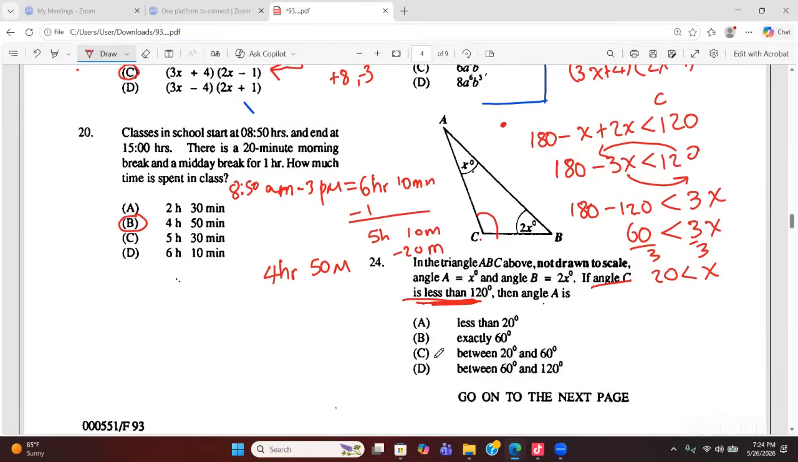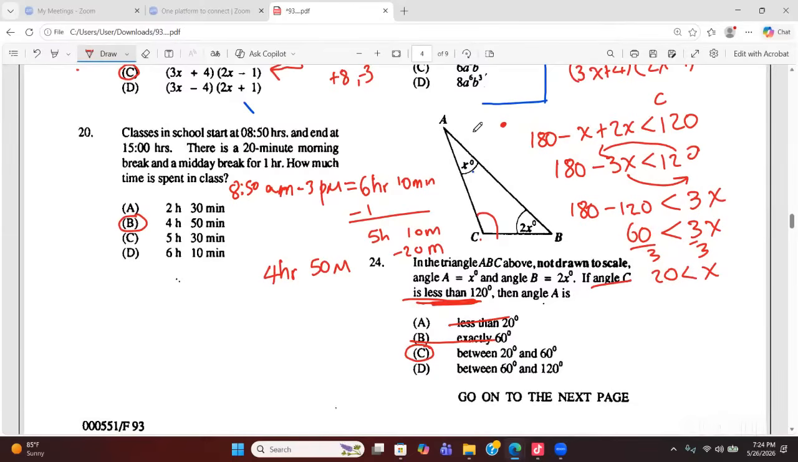X cannot be less than 20, right? And X cannot be exactly 60. Those are out. Now you're going to figure out, am I between 20 to 60 or 60 to 120? But X must be greater than 20. That's all you know. So it could be 21, 22, 23, 24, 25, 26, and so on. Now, X has to be here, and I'm going to show you why. X cannot even be 60.